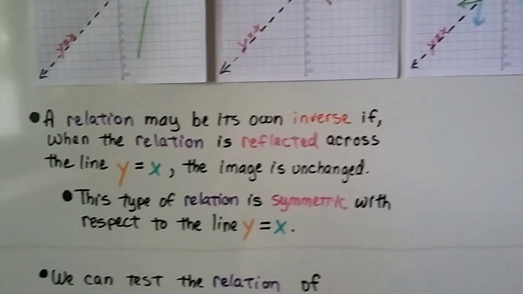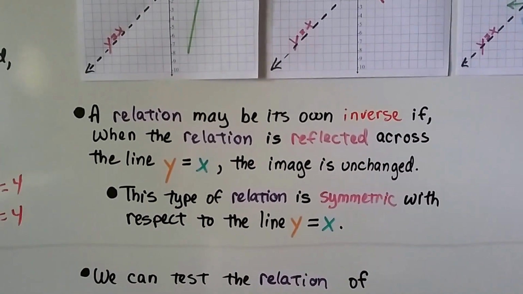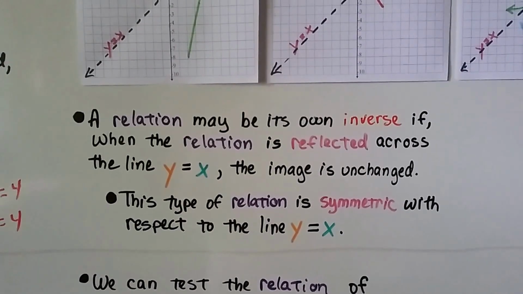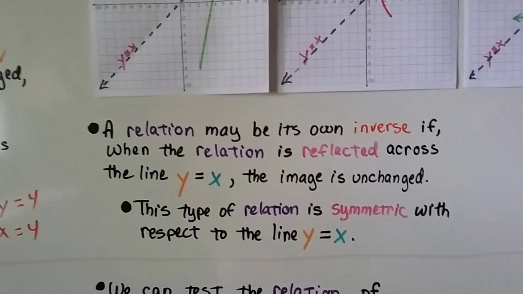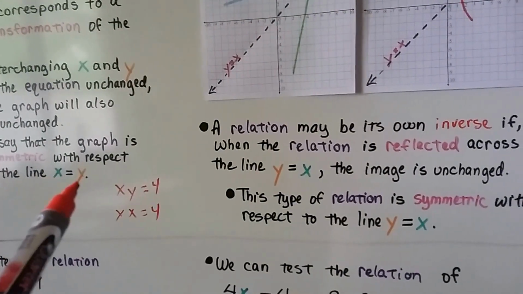A relation may be its own inverse if, when the relation is reflected across the line y equals x, the image is unchanged. And this type of relation is symmetric with respect to the line y equals x. Now see, this one said it was respect to the line x equals y.